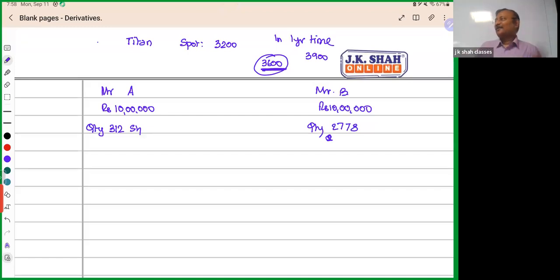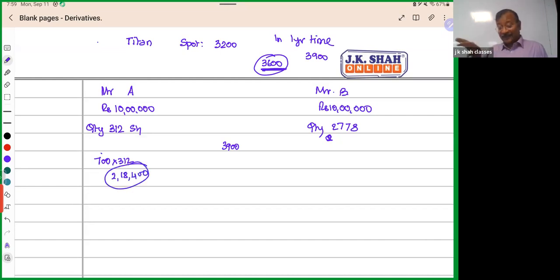Okay. Now time passes and we reach 31st December, end of 1 year, and the price has actually gone to 3,900. Right? Okay. Now, how much profit has Mr. A made? A purchased the stock at what price? 3,200. And the stock after 1 year is trading at 3,900. So he's making a profit of 700 into 312. 2,18,000.